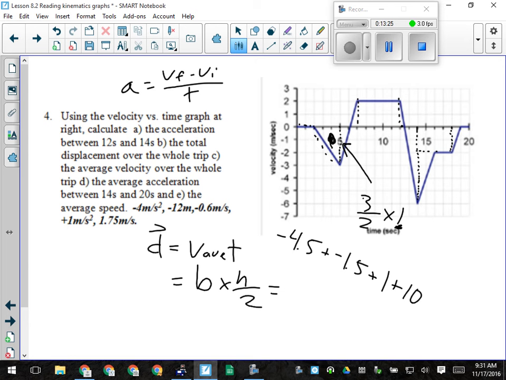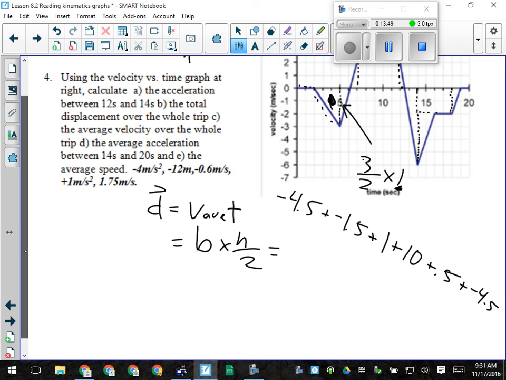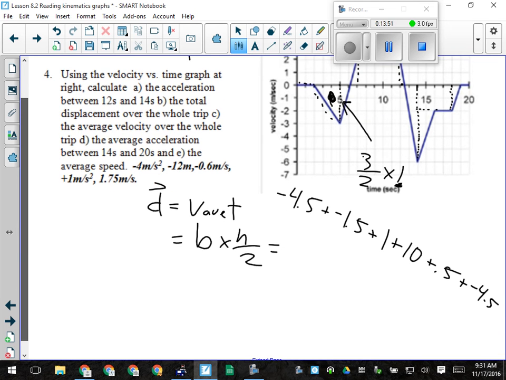Then we've got this skinny little triangle. 2 times 0.5 is 1, divided by 2 is 0.5. Then we've got this tall negative triangle that has a height of -6 and is 1.5 long. So 6 times 1.5 is 9, divided by 2 is -4.5. Running out of room here. And then I've got this triangle here.